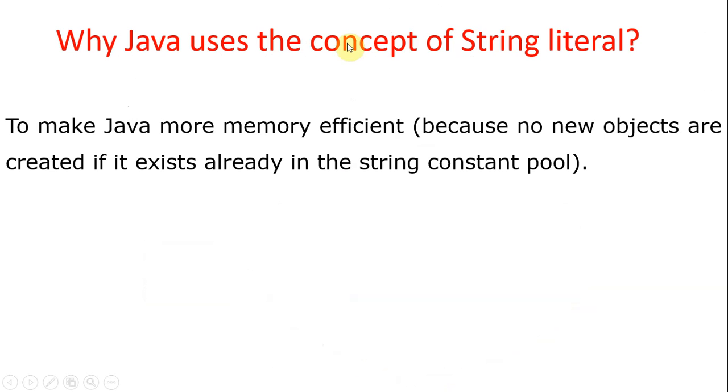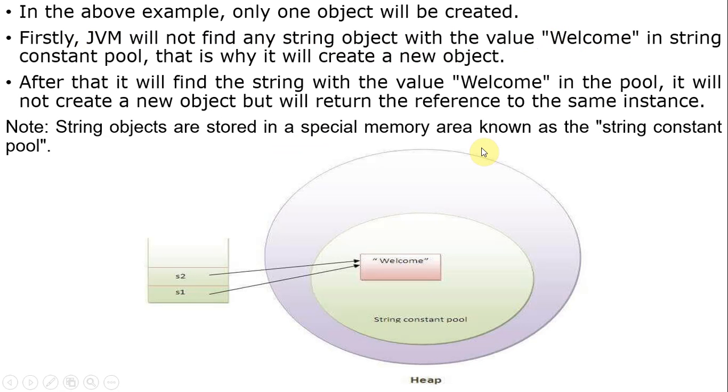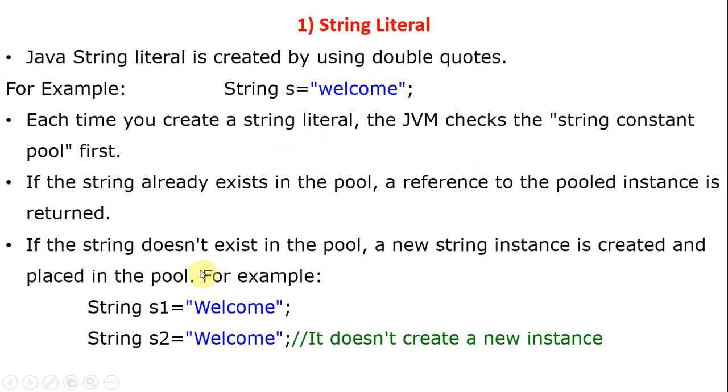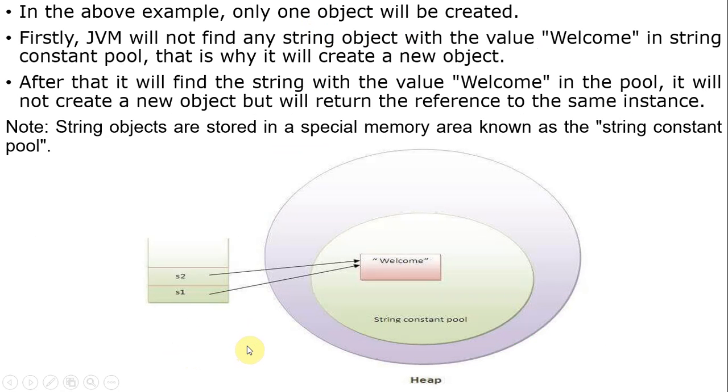Okay, so why does Java use the concept of string literal? To make memory more efficient. If s1 wants to create the same string and s2 wants to create the same text, a human may create it more than one time like that. Multiple copies of the same data will exist.